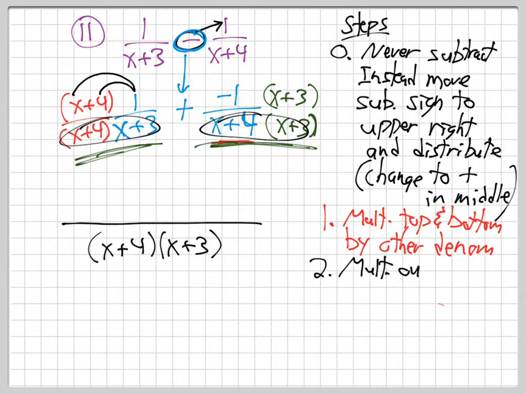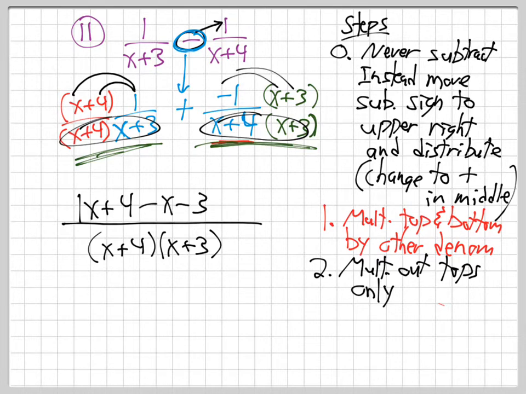Multiply out the tops only. So multiply out the tops only. So this will be 1x plus 4, and then that minus 1, minus x minus 3. See what happened there?